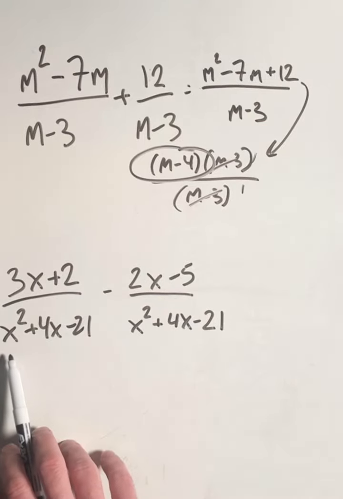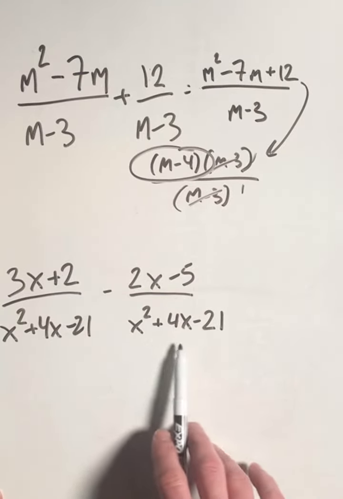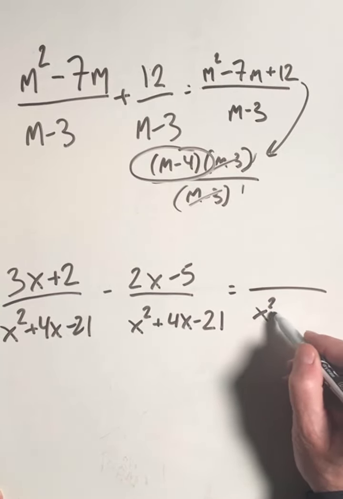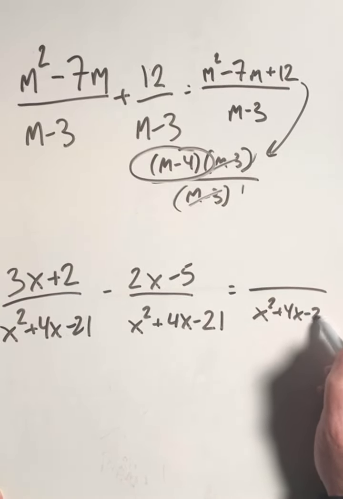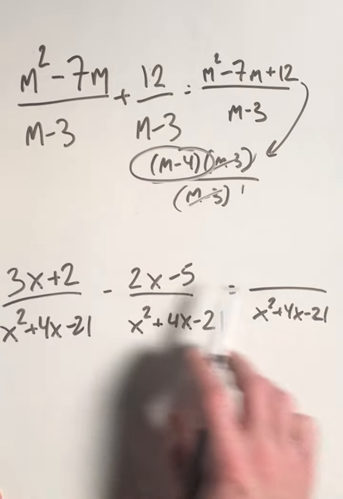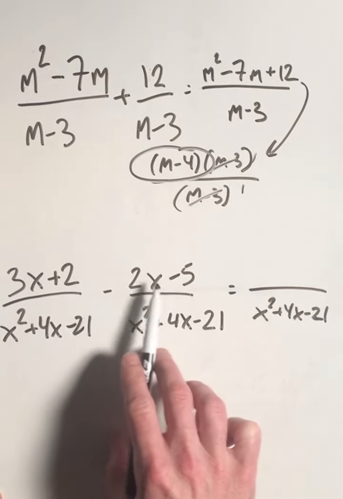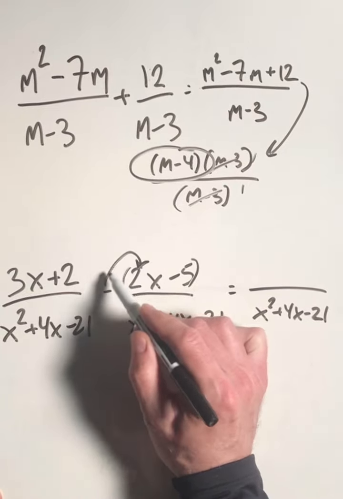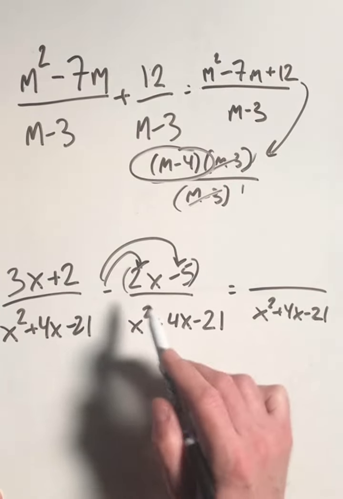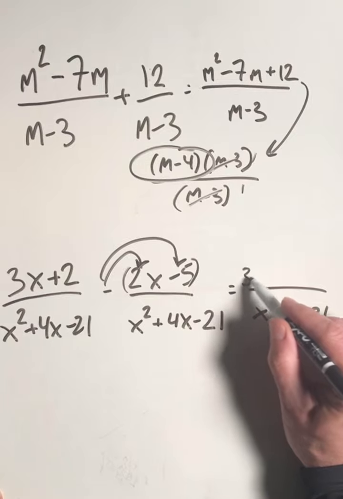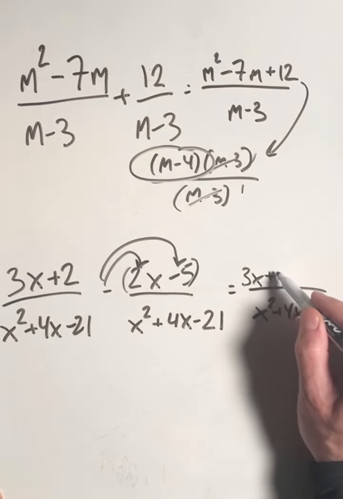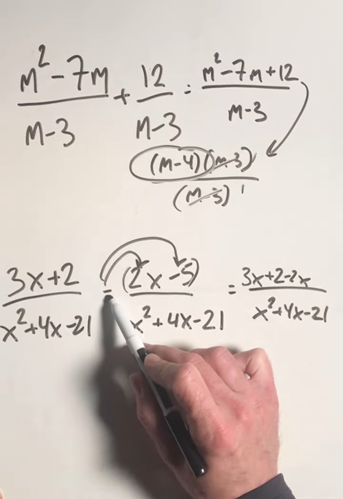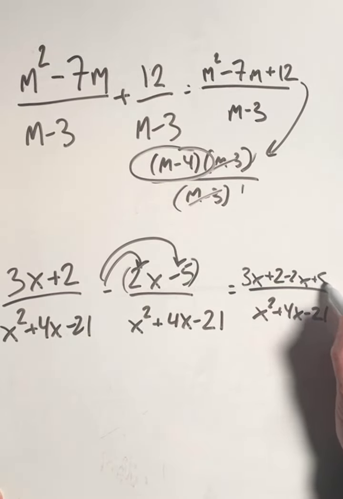Now, looking down here, again, we have the same denominator, x squared plus 4x minus 21. So we're going to be able to hold that common denominator. And we just have to re-express this numerator, keeping in mind here that we are subtracting a binomial. So that means we're going to have to subtract both the 2x and the negative 5. So we'll rewrite this as 3x plus 2 and then minus 2x. Then minus a negative 5 would be positive 5.